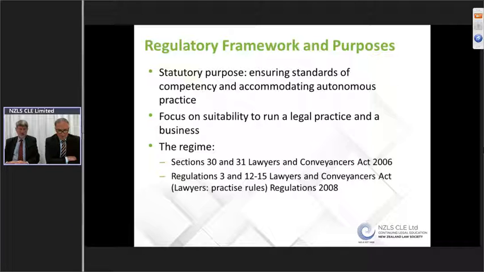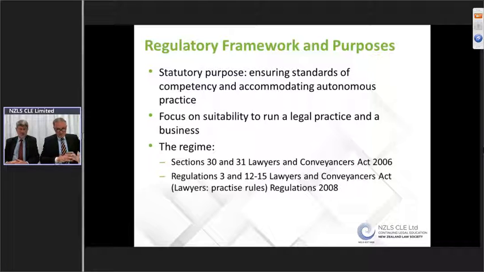Now, importantly, there is an overarching requirement of suitability, so it is conceivable that an applicant could have satisfied the practical legal experience requirement and the educational requirement, but still be thought to be unsuitable. So I'm going to talk about suitability.